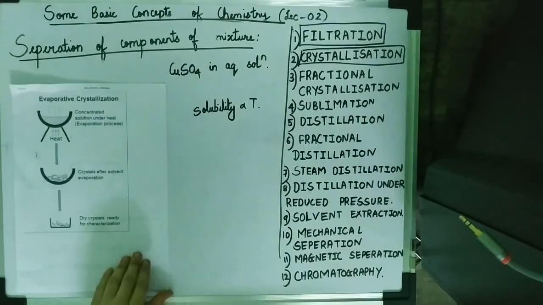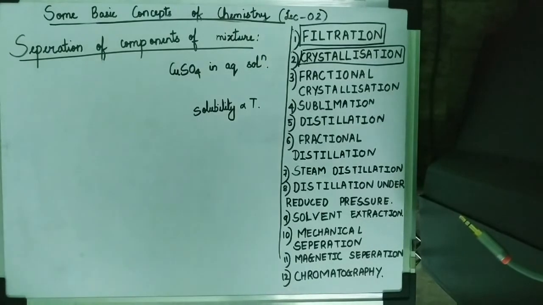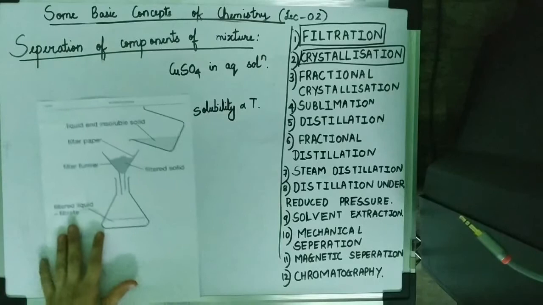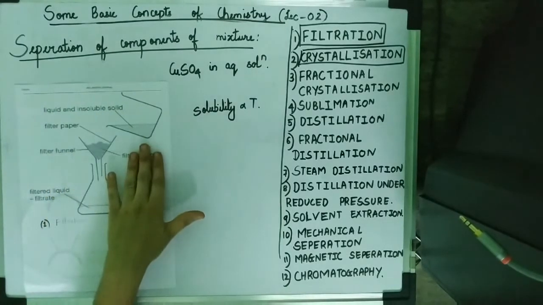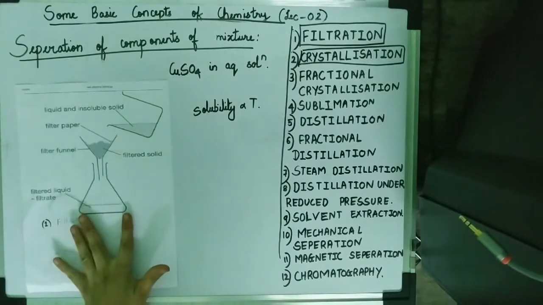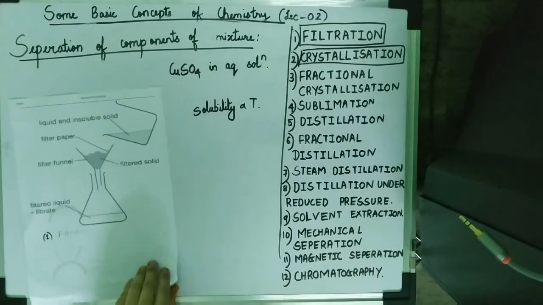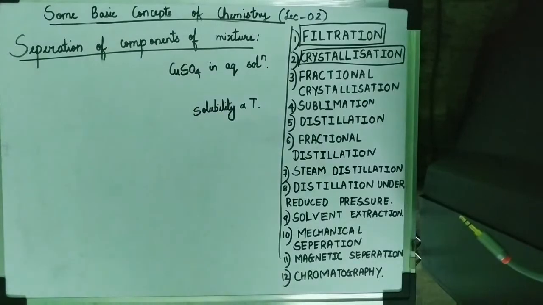So we can then use the process of filtration. What we were doing was actually decanting the solution in filtration. The insoluble solid is our impurities. We can use a filter paper and we can get a copper sulfate solution present inside. Okay. So coming back to crystallization.